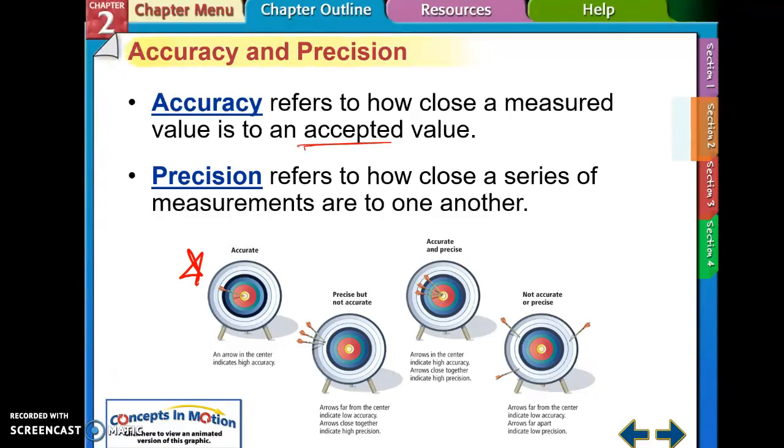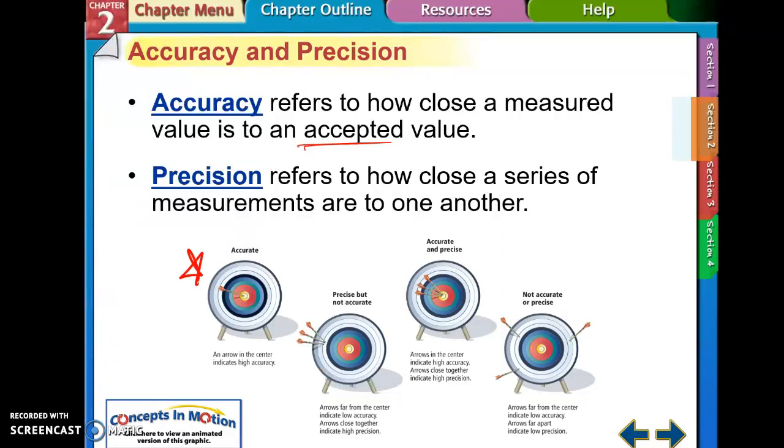So if I am playing soccer and every single time I'm trying to shoot the ball at the goal, I don't get it to the goal, but I hit above the goal on the crossbeam every time, I'm very precise, but I'm not very accurate. Accuracy and precision are two different things. Often we use them interchangeably, but in science we cannot.